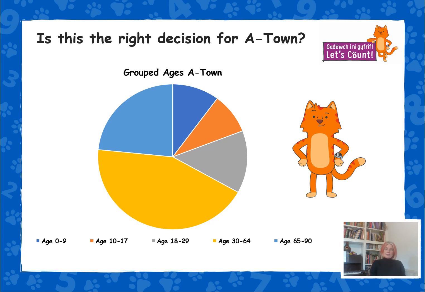You came to a decision in your class about what you felt was needed in your local area. Do you think that decision you made would be the right one for CTown, based on what you can see here about the ages of the people who live there? Discuss whether you think your class decision would be right if you lived in CTown. You might want to pause the recording here.